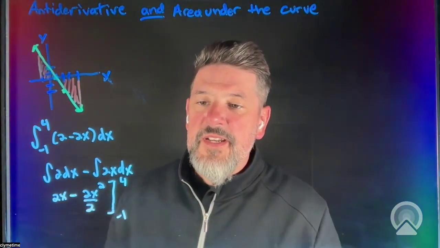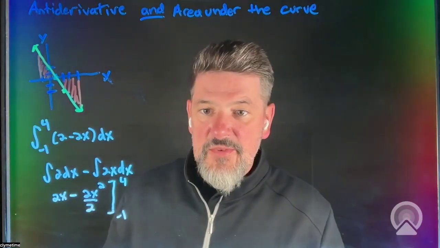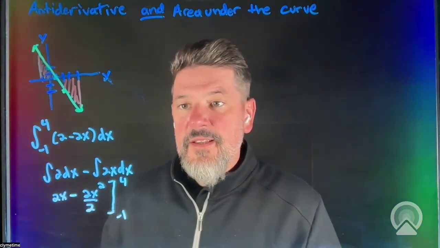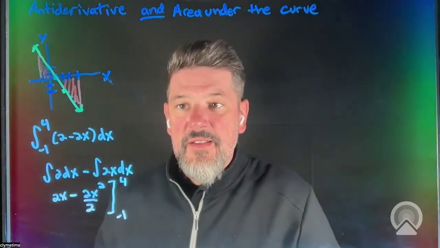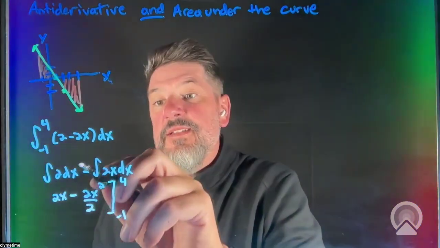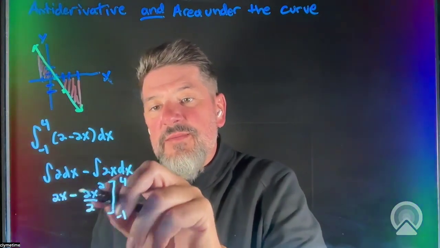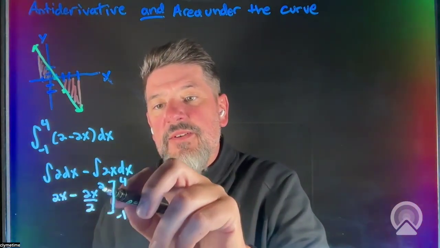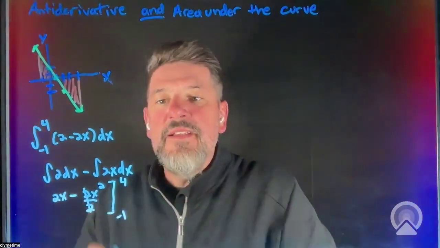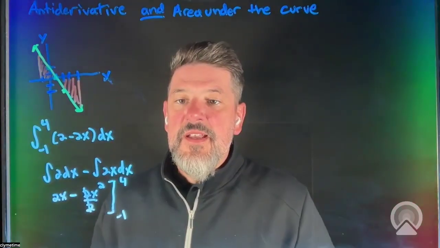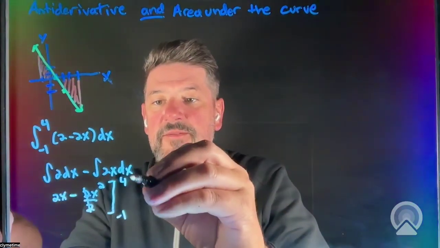I'm not going to plug them in yet. I'm going to first simplify here. But that's how you go about finding the antiderivative. You find the antiderivative of each term, and you could use the power rule here as well. Anyhow, 2 becomes 2x, and add 1 to the power, so you get 2 divided by 2, and these cancel out. And so what we get is 2x minus x squared evaluated at 4 and -1.